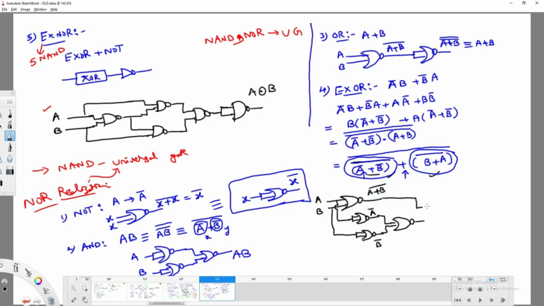Now try to perform OR operation. If I perform OR operation, I will get like this. But the thing is, there is a whole complement. So in order to represent XR using NOR gates, how many gates are required? 4 NOR gates are required. Okay, fine.